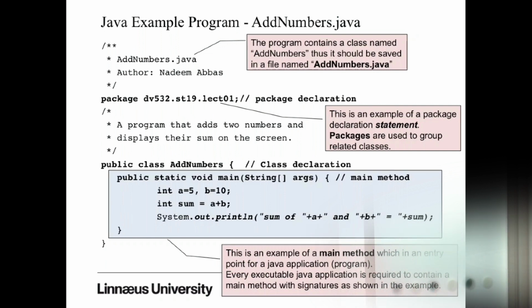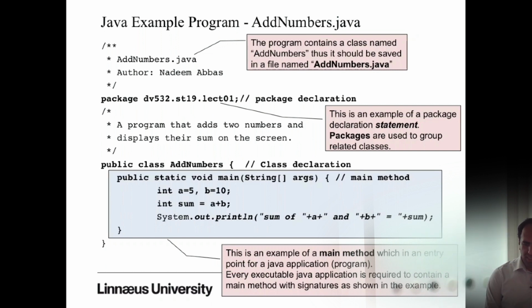As I said earlier, every executable Java application needs to have a class that contains the main method. If you don't have it, the application cannot run, because the main is the starting point for your application. The first line that you write in your main method will be executed first.